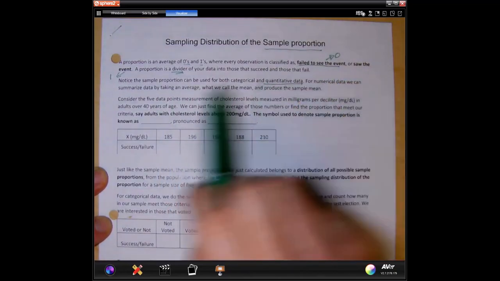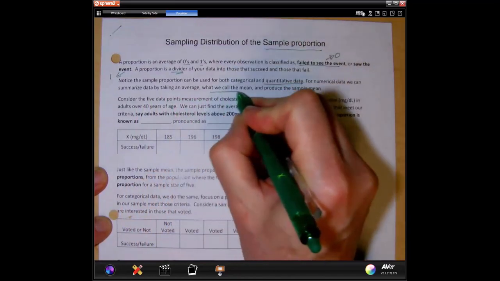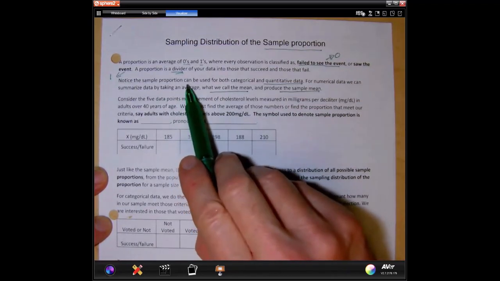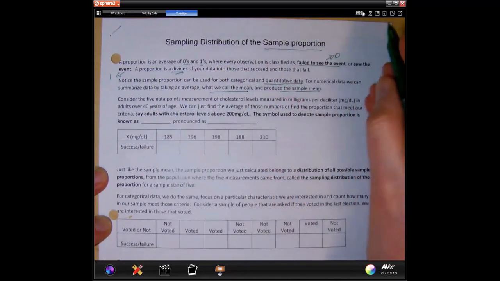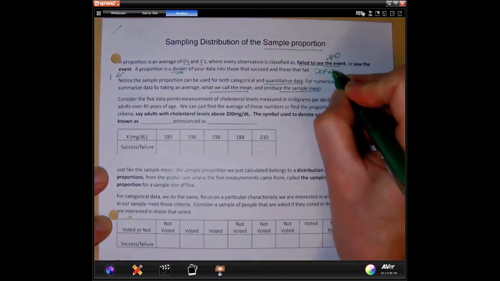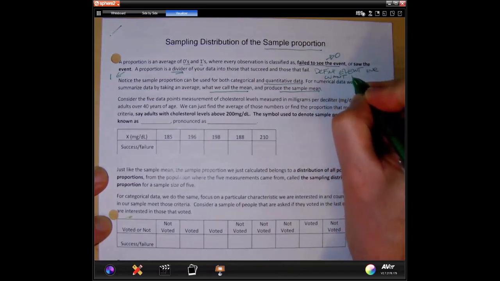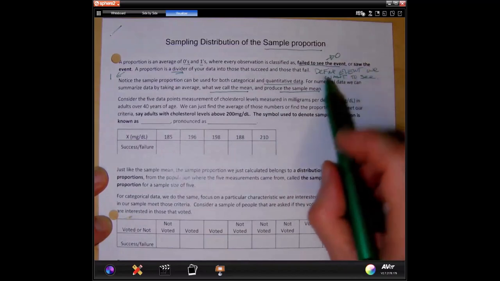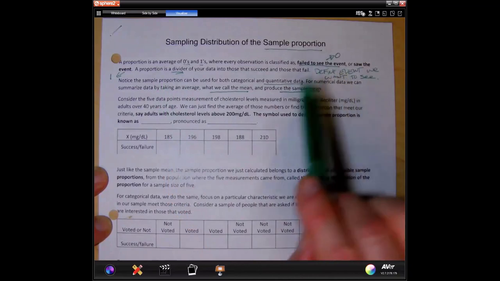For numerical data, we can summarize data by taking an average, which we call the mean, and that's what we did previously, and produce a sample mean. But we can also use a proportion. But if we're going to use a proportion, we're going to have to classify or define the event we want to see. So a proportion has a next level of requirement, defining an event that you want to observe. And all a proportion does is observe whether you saw an event or you did not see that event.